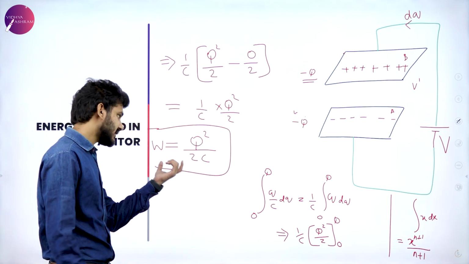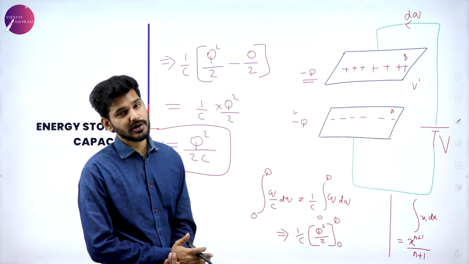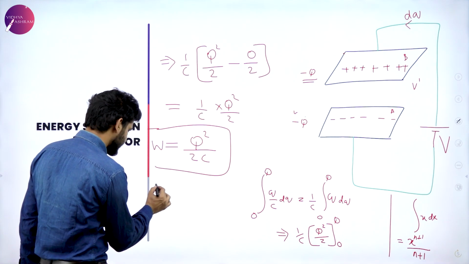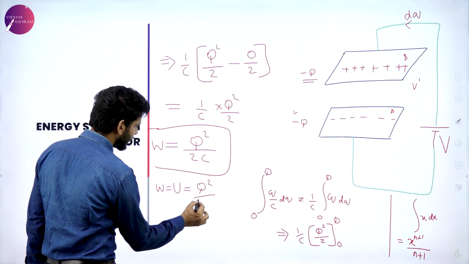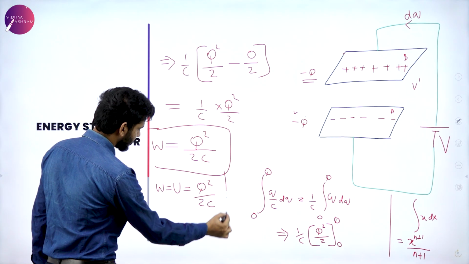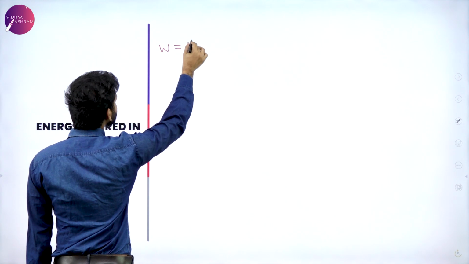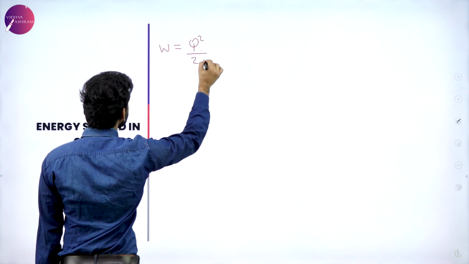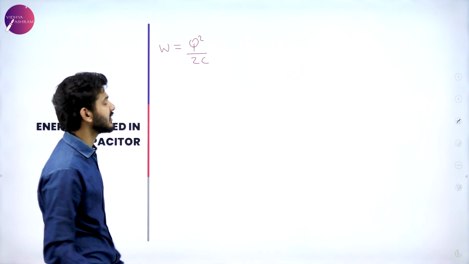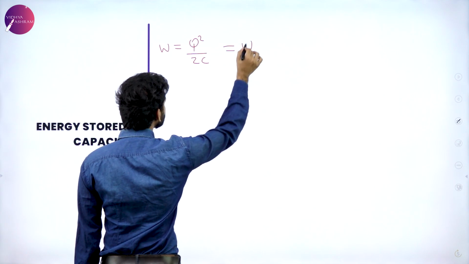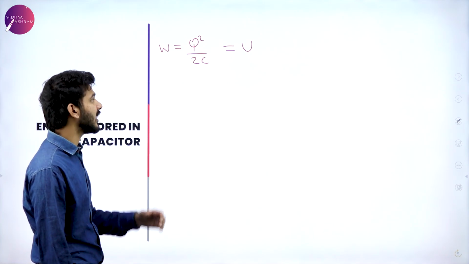This work done will be equal to the energy of that particular system, in this case the potential energy of that particular system. So we can write W is equal to U, which is equal to Q square divided by 2C. So we got an equation for work done, which was given as W is equal to Q square divided by 2C. Now this is equal to the energy stored in the particular capacitor, which is nothing but the potential energy of that particular capacitor. That is, the energy stored inside the capacitor is equal to Q square by 2C.